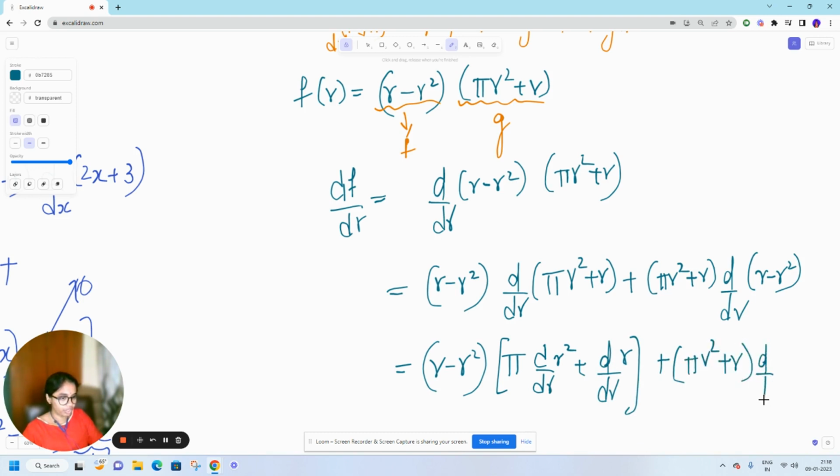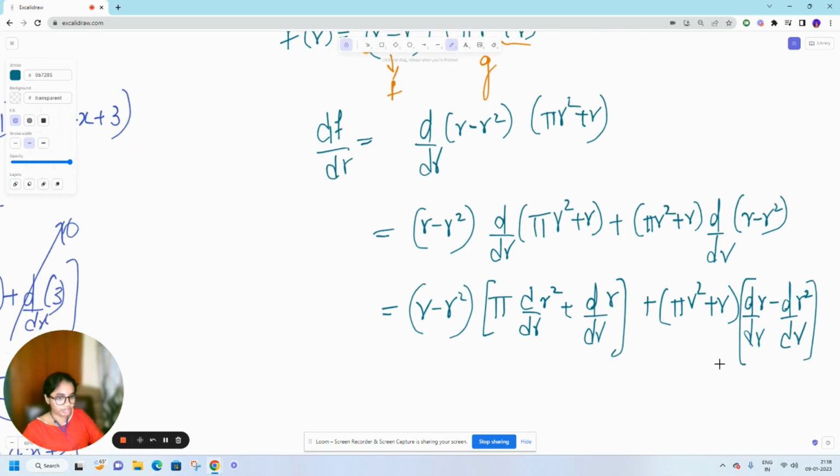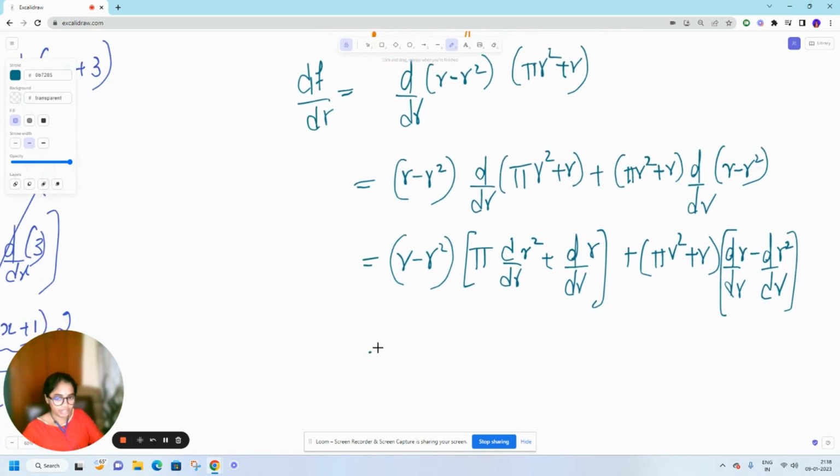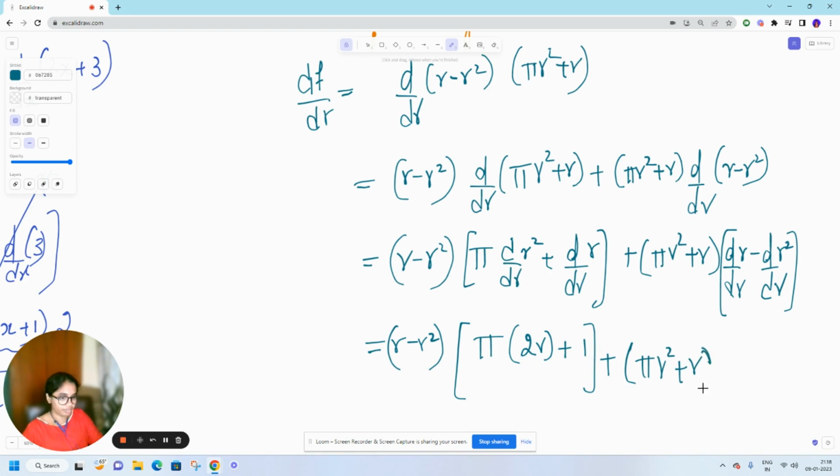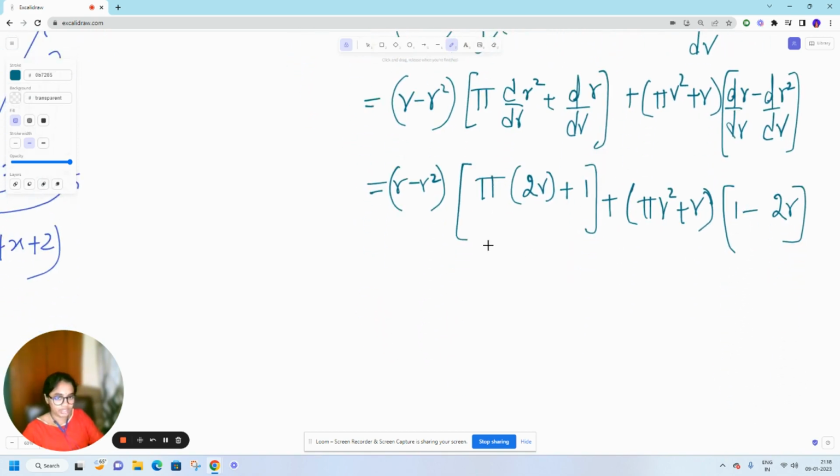Here I would have to write what? d by dr of r minus, that is our difference rule. Okay. Now r minus r square remains as it is. r minus r square. Yes, we have pi. What is differentiation of r square? 2r, right? Plus 1, plus pi r square plus r into 1 minus 2r again. Okay, so that's it. That is our derivative.